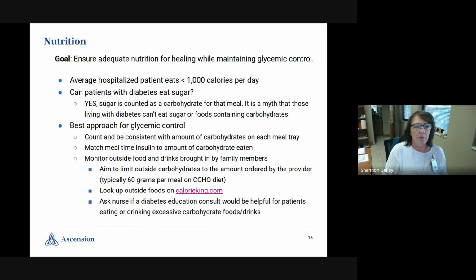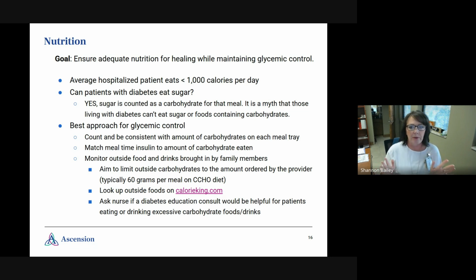Okay, so let's talk a little bit about nutrition at mealtime. The goal, obviously, is to ensure adequate nutrition for healing while maintaining good blood sugar control. It's important to know that the average patient only eats 1,000 calories per day while they're in the hospital. So they are at greater risk of malnutrition. And that leads me to, can patients eat sugar?